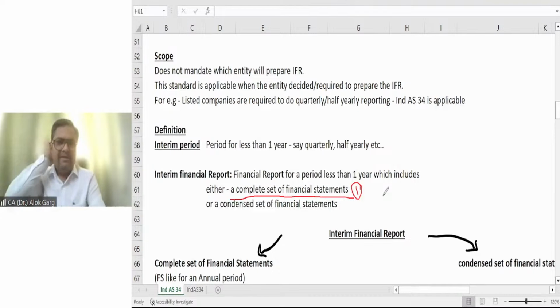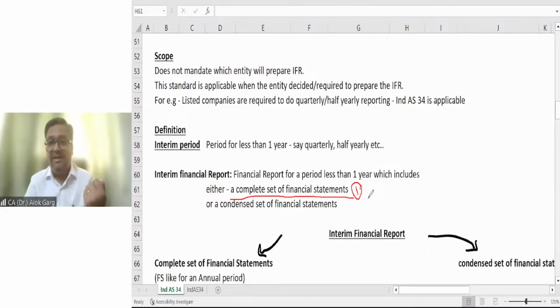Sir, why should the company prepare the full set of financial statements even on a quarterly basis? Friends, at times, when it is a large group, normally they want to see all the schedules, all the notes, all the disclosures on a quarterly basis. So they promote their companies to prepare the full set on a quarterly basis. But generally companies don't prepare that.